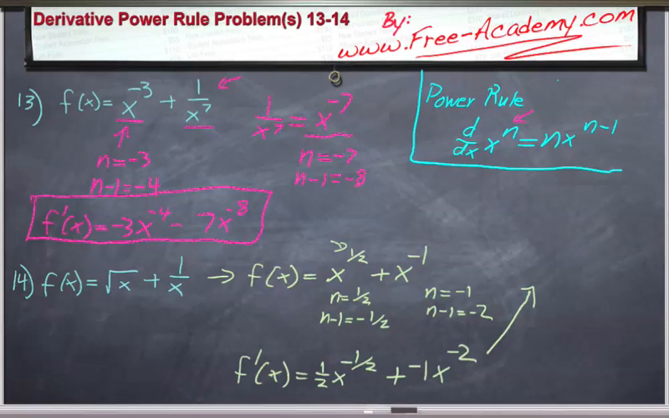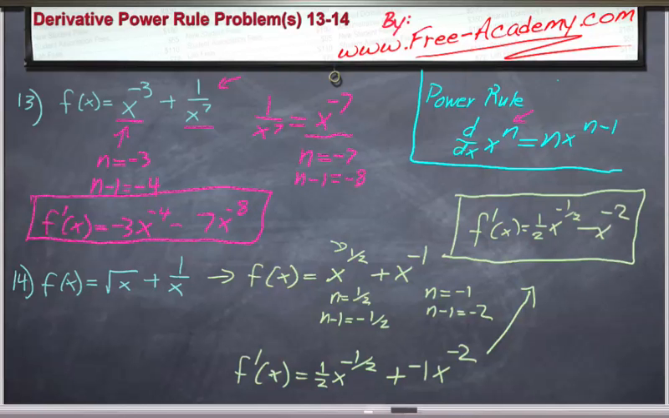And just to clean it up and rewrite it, we'll have f prime of x is equal to 1/2 x to the negative 1/2 minus x to the negative 2 power. And those are the derivatives for problems 13 and 14. It was just a matter of putting everything into the exponential form and then using our power rule to solve it.